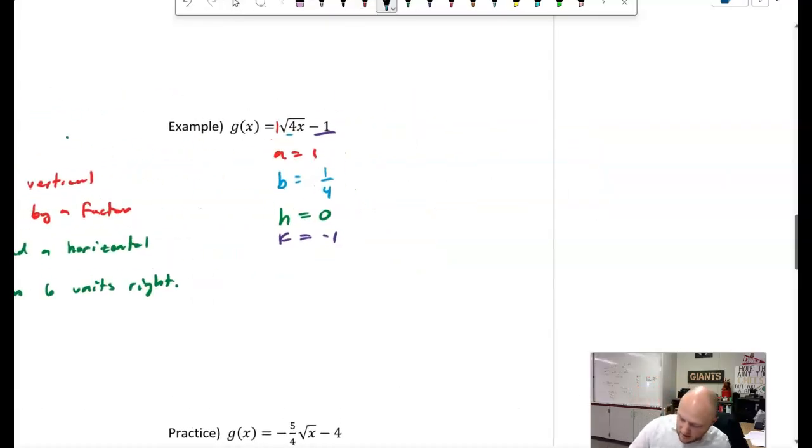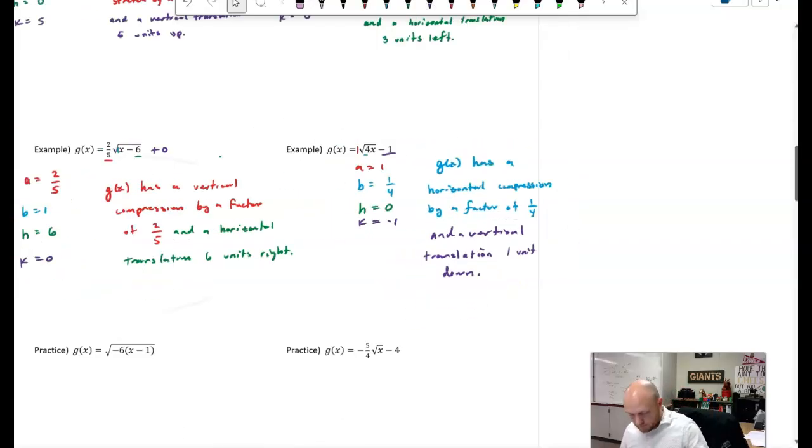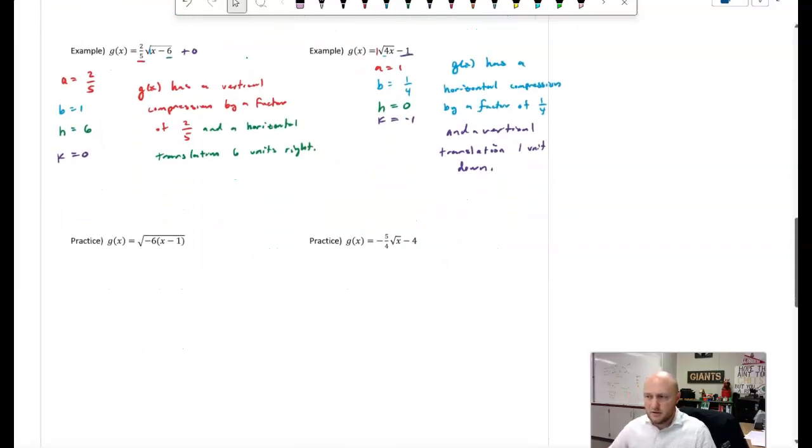Okay, so what are the effects? Well, G of X has a B value that affects horizontal. Horizontal. And since it's 1/4, it's going to be compression. And K value affects vertical translation, and a vertical translation 1 unit down. Okay? Not too bad.